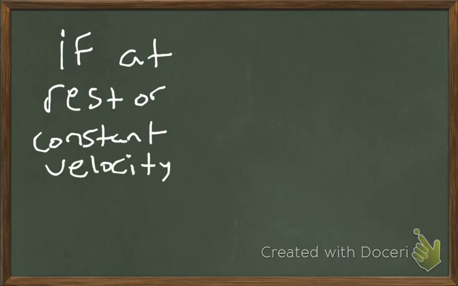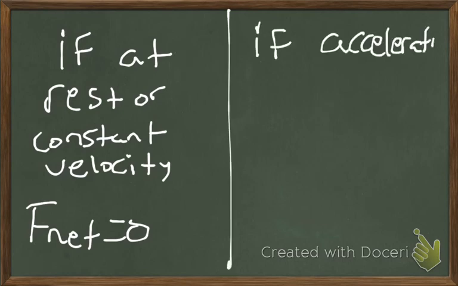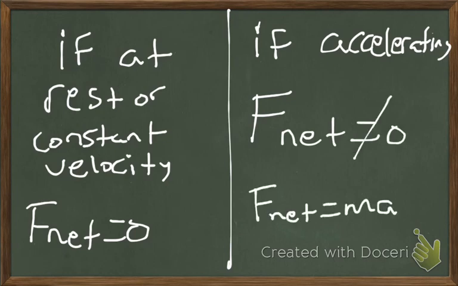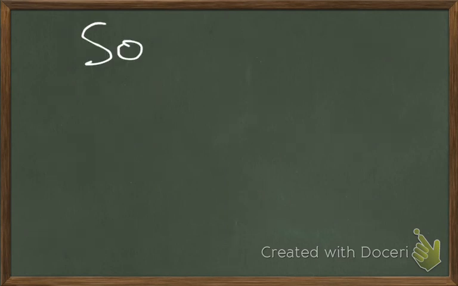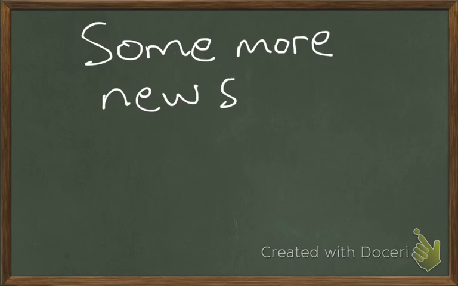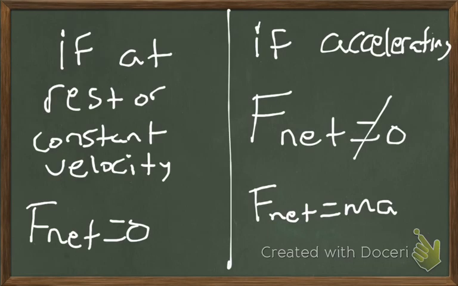And you can flip-flop this. If we know something is at rest or at a constant velocity, then we can conclude that there is a 0 net force. And if that object is accelerating, then we know there is a net force not equal to 0, and that it equals mass times acceleration. We're going to do this next part in another video, but this is the grand conclusion here. If there's a net force, there's acceleration. If there's no net force, it's at rest or at a constant velocity.